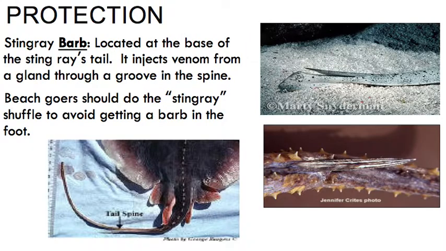Some fish, or stingrays rather, are going to have a barb located at the base of their tail that injects venom from a gland through a groove in the spine. And we'll talk about stingrays more on the next set of notes. But beachgoers should do what's called a stingray shuffle, by shuffling your feet in the sand to avoid stepping on the barb directly. So you can see that barb here and here, that I would not want that on my foot.